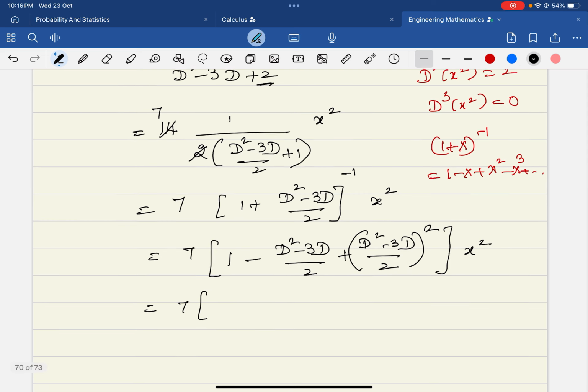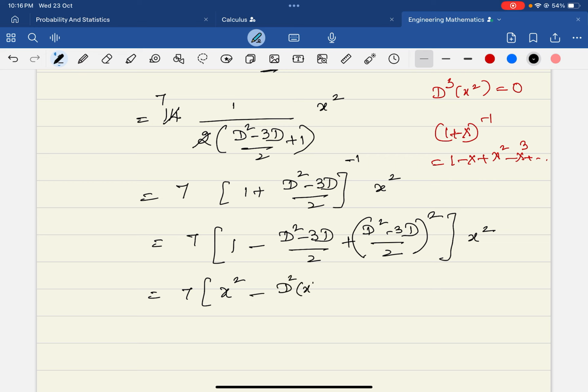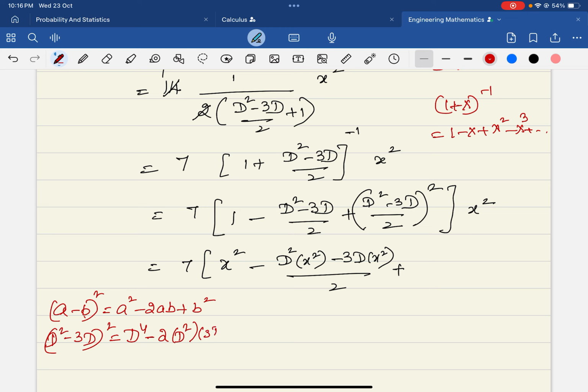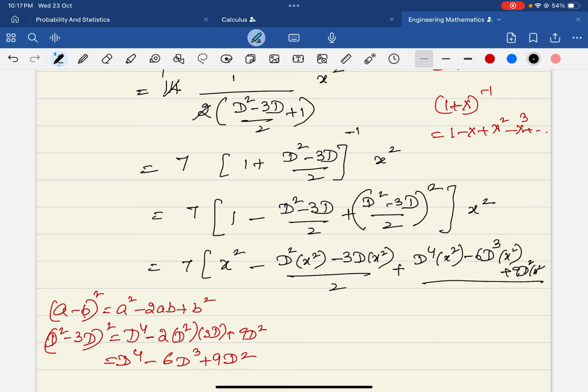Now what is this? This is 7 times of 1 into x square is x square, minus (D square of x square minus 3D of x square) over 2, plus (D square minus 3D) the whole square. What is it given by? A minus b whole square formula we have to use here. That is a square minus 2ab plus b square. So what is (D square minus 3D) the whole square? That is D square the whole square, that is D power 4, minus 2 into D square into 3D, that is 2ab, plus b square means 9D square. Okay. So it is D power 4 minus 6D cube plus 9D square. This is the expansion, correct? So now we write this one as D power 4 of x square minus 6D cube of x square plus 9D square of x square over 2 square, which is 4.